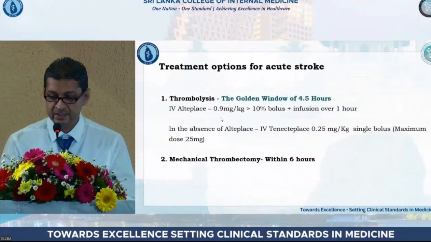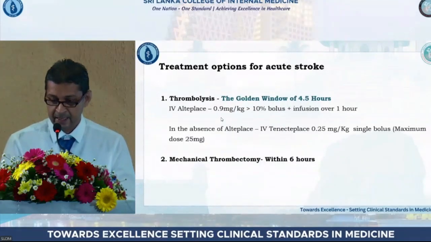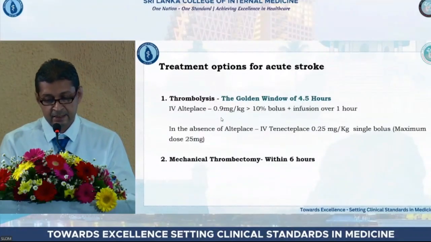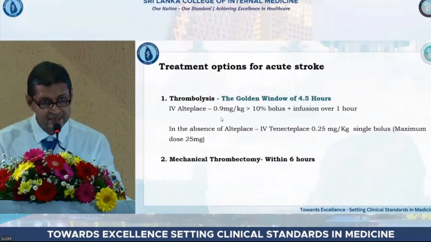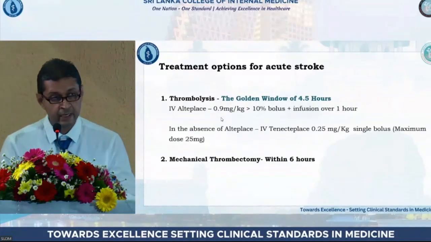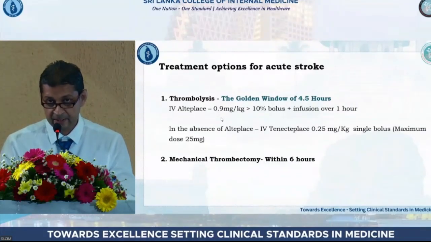There are two options available to do this. We can try to recanalize the blocked vessels in ischemic stroke with thrombolysis or thrombectomy. Thrombolysis can be done using either intravenous alteplase, or recombinant tissue plasminogen activator, or intravenous tenecteplase.